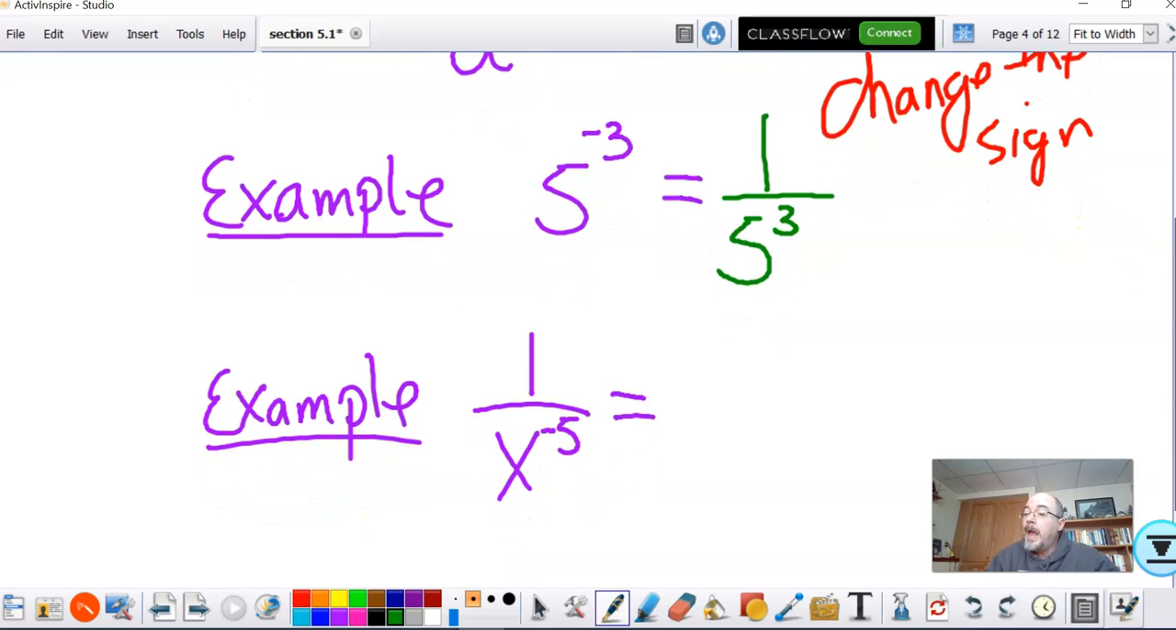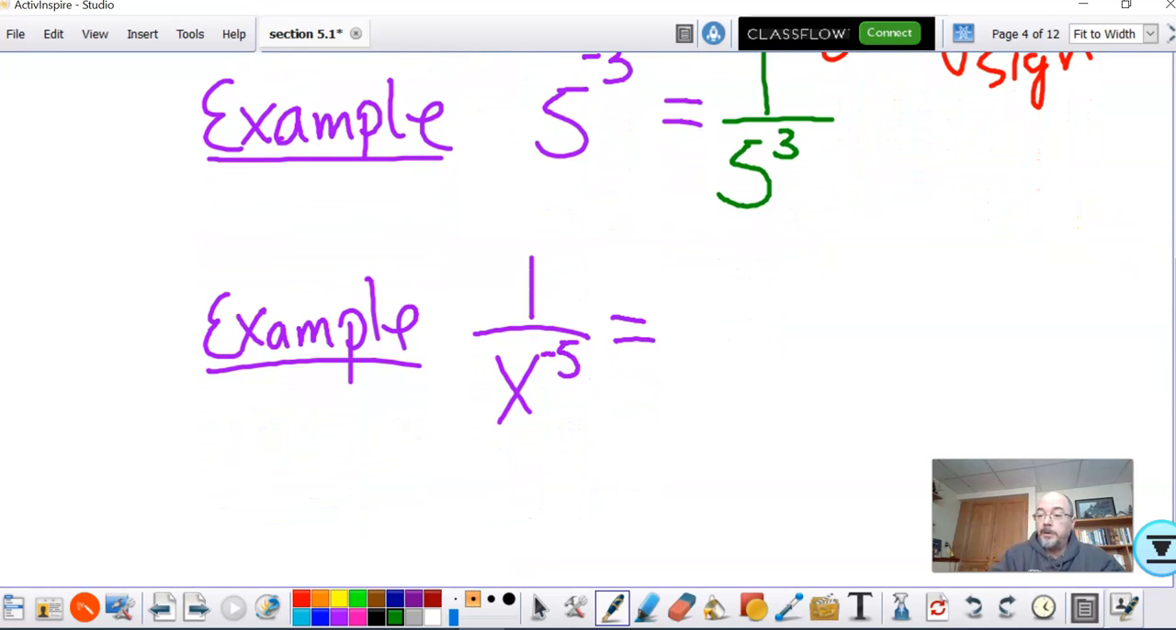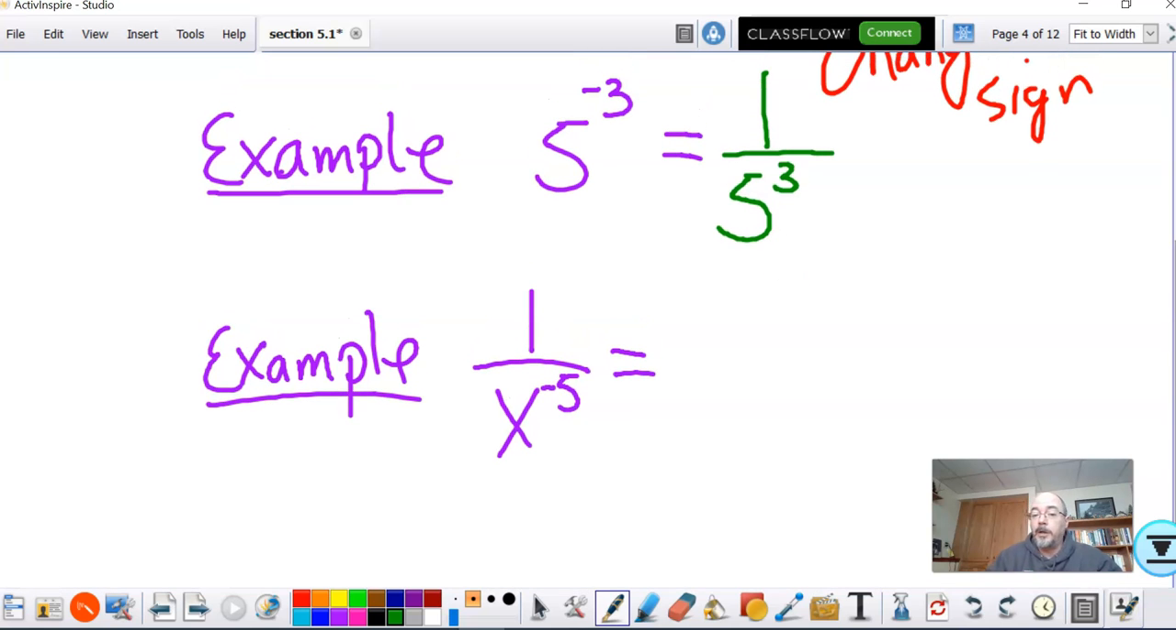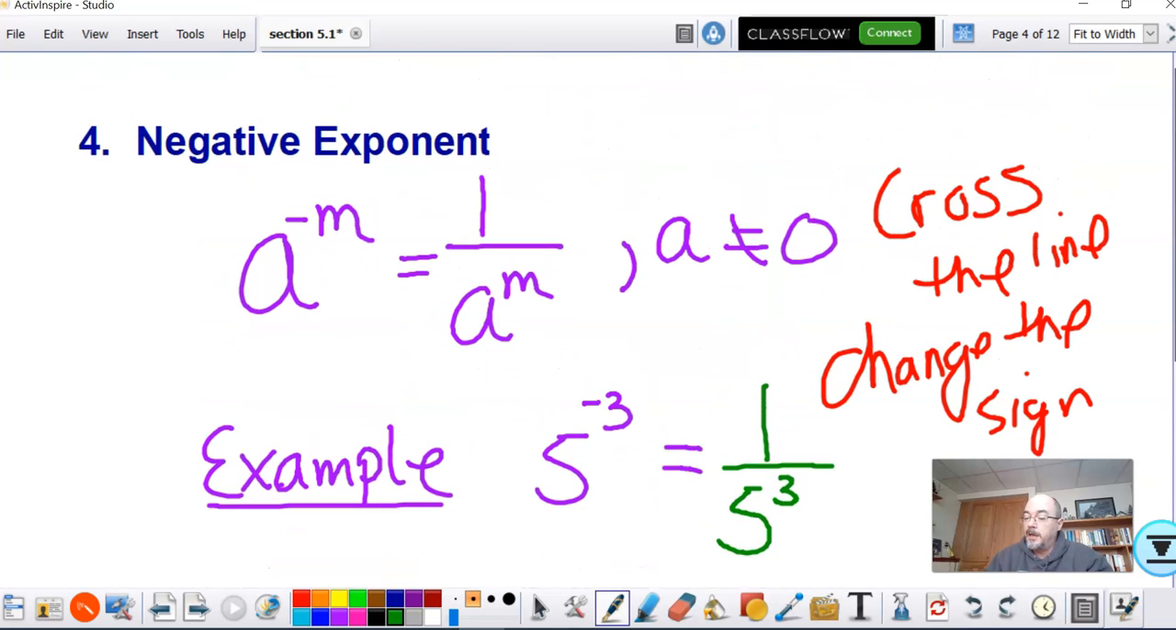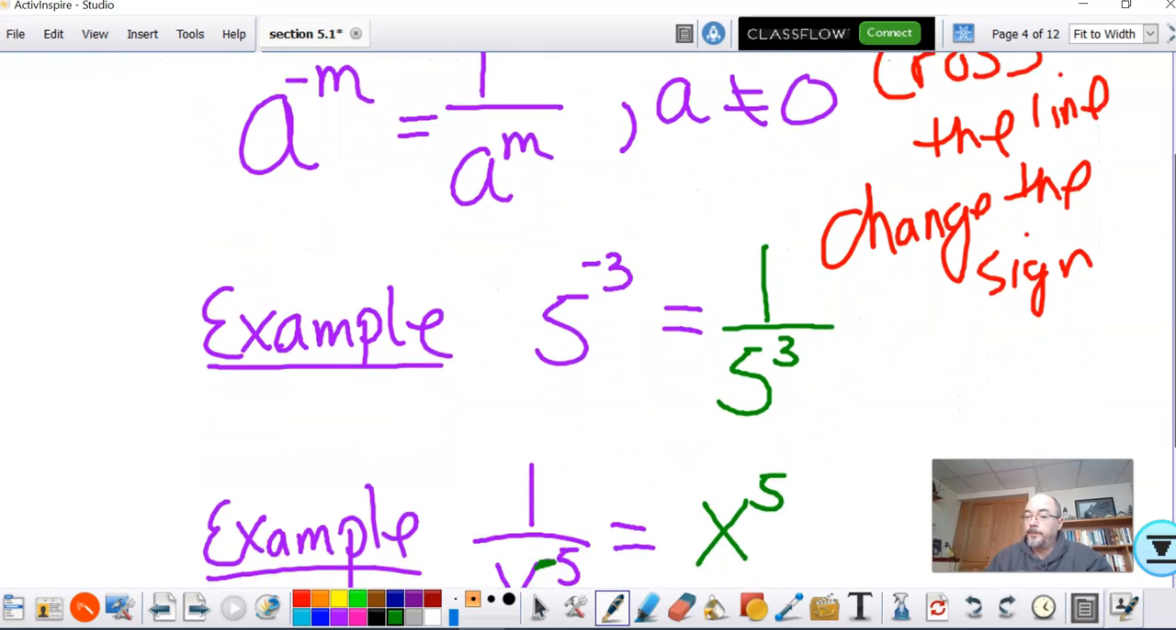Now, that can also happen in reverse, folks. Look, there's a negative exponent in the denominator. We don't like negative exponents. So what I'm going to do is reverse this one. I'm going to bring that x to the negative 5 up to the numerator, but I do not need to put a 1 on the bottom because a 1's not necessary. So technically, ladies and gentlemen, that is x to the 5th power. All right, so again, that is the negative exponent rule, okay?